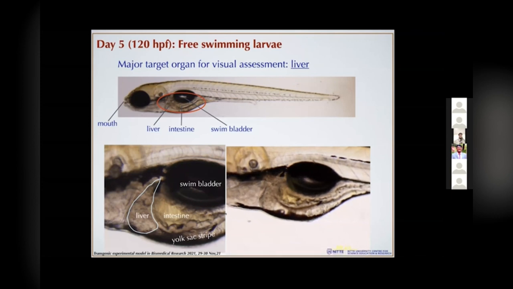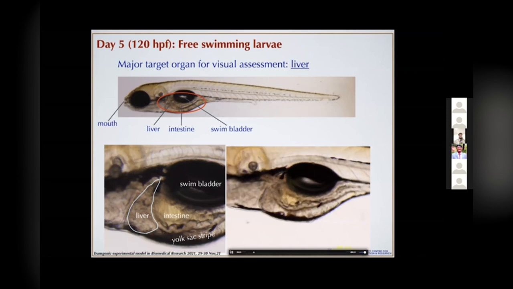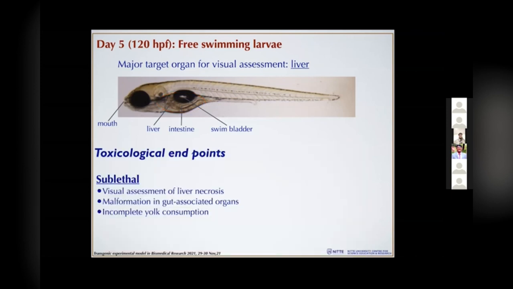Now, if there are some anomalies in the development of these gut-associated organs, of course, the pancreas is up. The kidney is just above the swim bladder. But we are not able to focus here. We are focusing only on the major organs. Next slide, Akshat. So if there are any problems over there, it's very easily visible. Now, of course, there is not much lethal effect associated with hepatotoxicity. So you can have a visual assessment of the liver necrosis. And as I also mentioned, if the gut-associated organs are not developed, come to there.